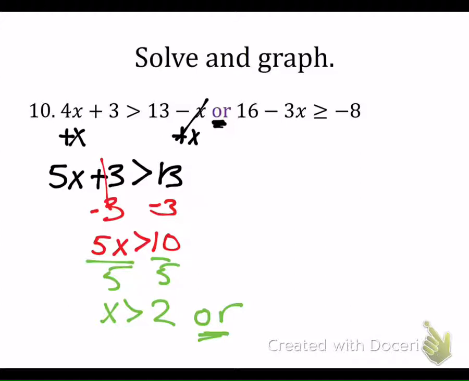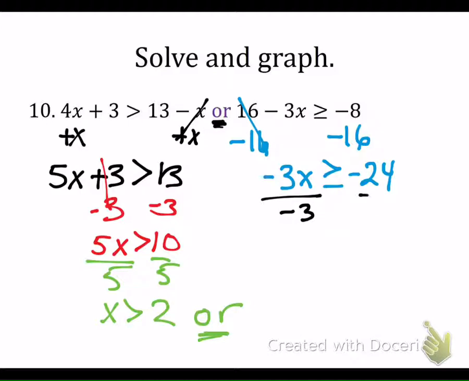Or you could do 16 minus... -8 minus 16. You're going to subtract 16 from both sides. -3x is greater than or equal to... Is anyone's head going, woo, woo? Yeah, we gotta flip it. We are about to flip because we are dividing by a negative.